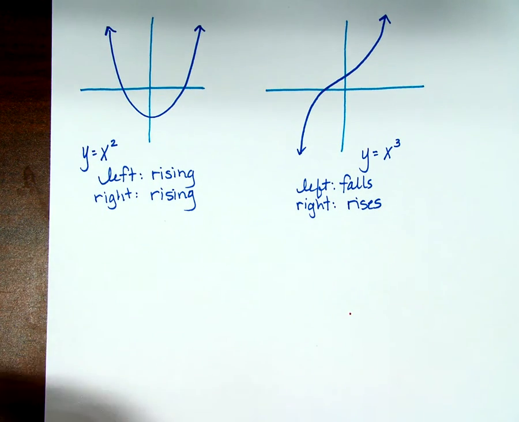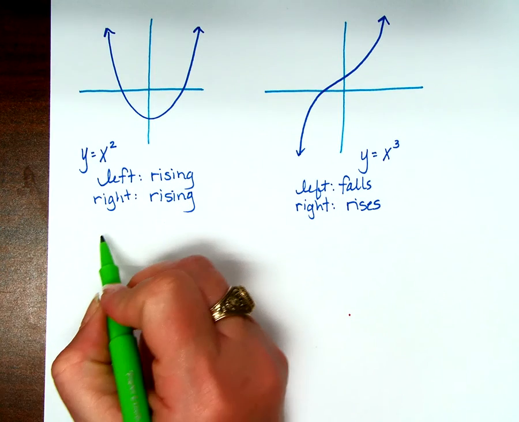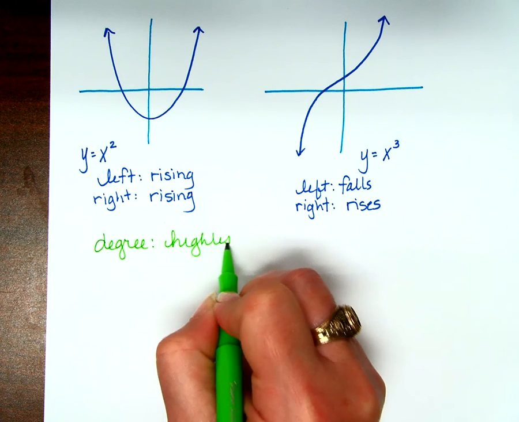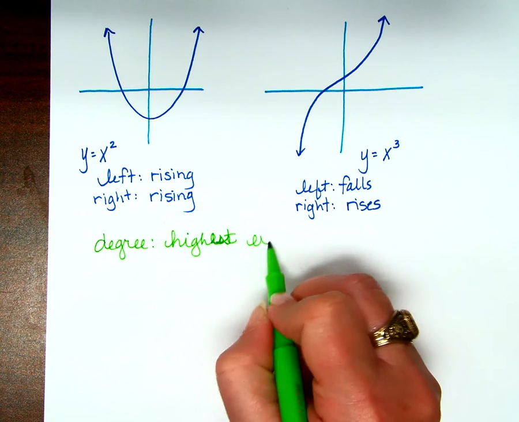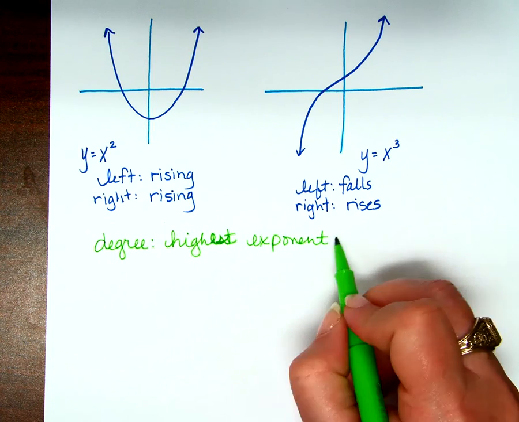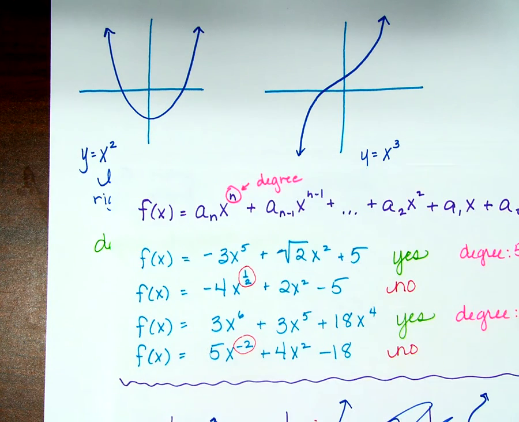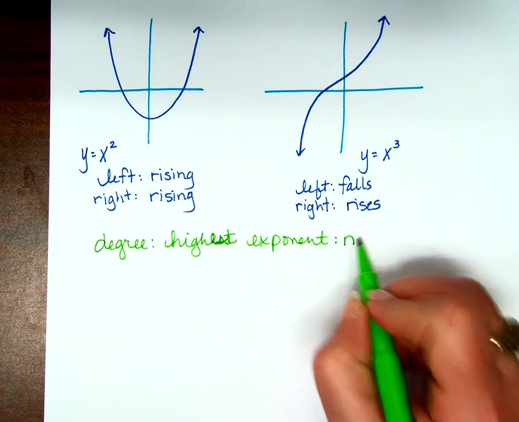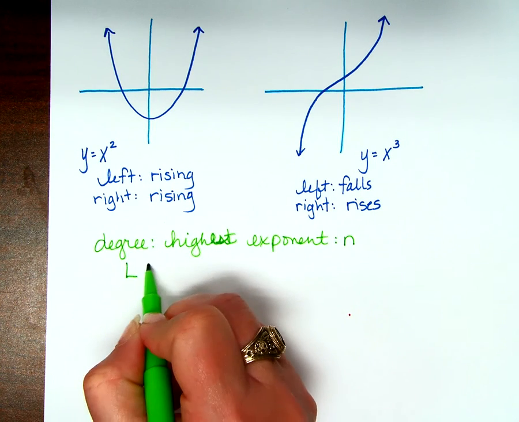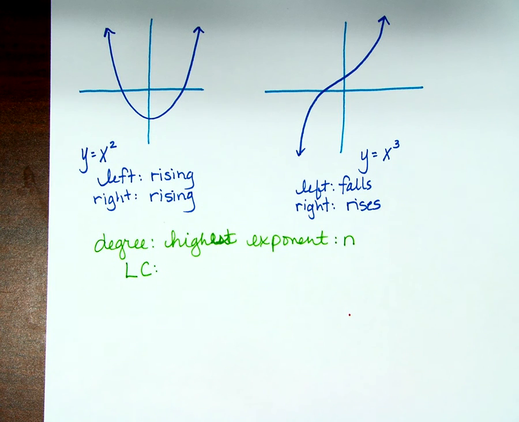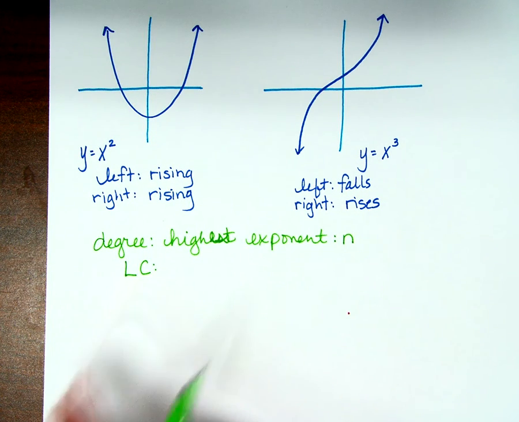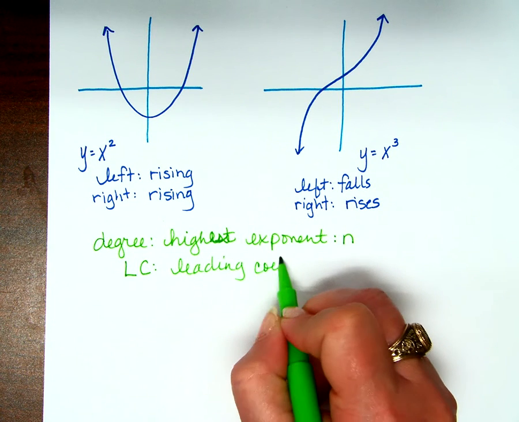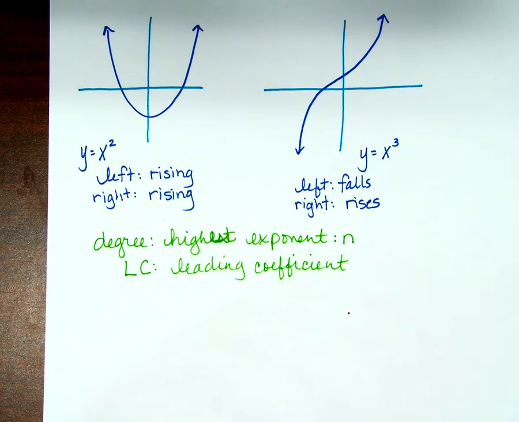Okay? I'm going to write some definitions down really quick just to make sure that we have them clear in our head. Okay? What is a degree? Whoops. How about if I spell it correctly? Highest exponent. And earlier in this equation, what was it actually called? It's actually called n, isn't it? So we're going to make sure we have that written down here. I want to be able to use a little abbreviation that's not really technically mathy. But I want to be able to say LC. Any idea what I mean by LC? The leading coefficient. You okay with that?